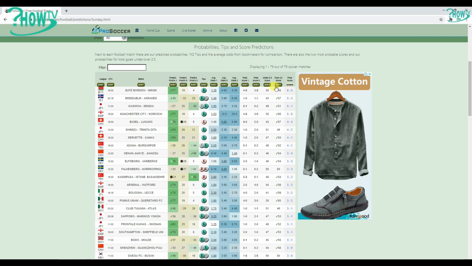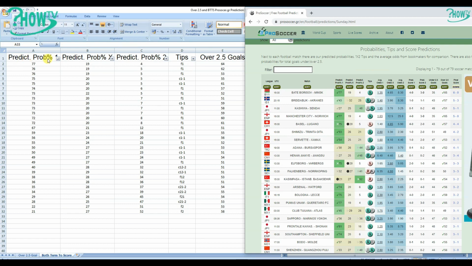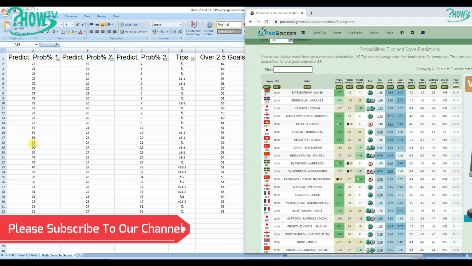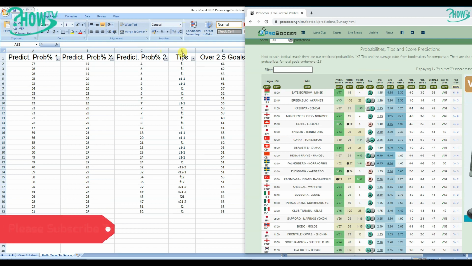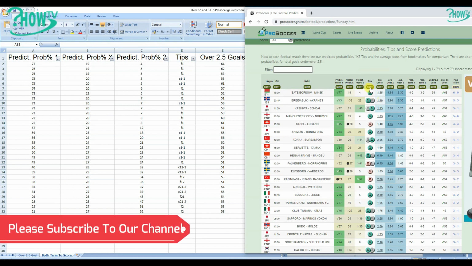This is the website you are going to work with, okay? This is predict prop percent. You see these numbers? Here it is: predict prop 1. Here it is. And looking at this, predict prop X, this is X. Here it is. Predict prop X, okay? This is predict prop 2. This is tips. This tips is this, okay?